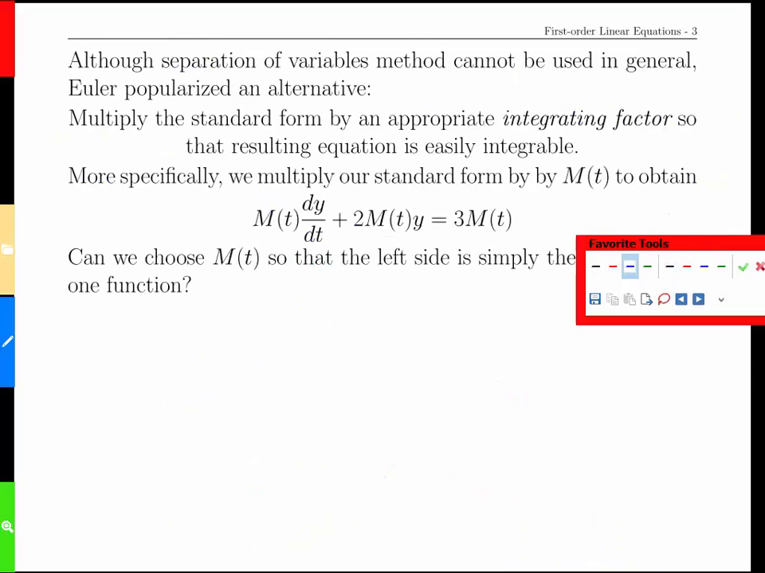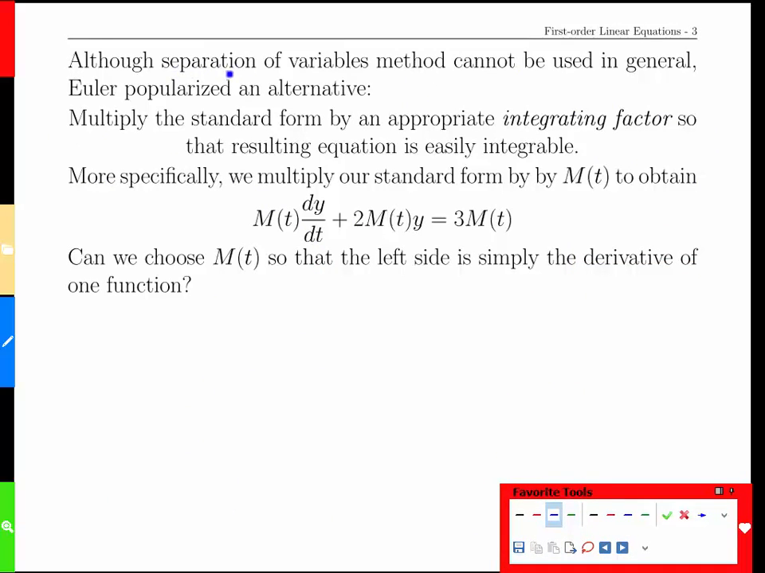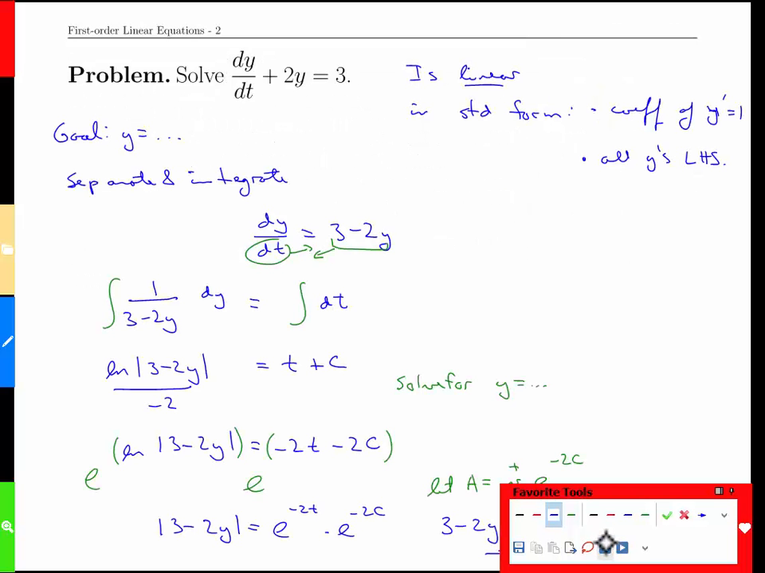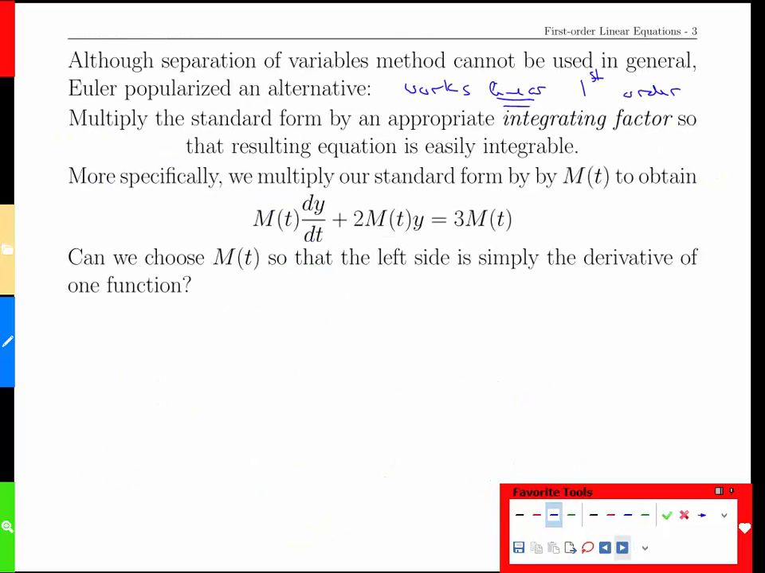Now here's the catch. It turns out that we can't separate everything. In fact, we've seen some examples where separation isn't possible. However, there is an alternative that works with linear first order. Not all separable are linear, but if it is linear, we can do the separation. What we're going to do is take our initial equation. Let's go back a step and see what that looked like again. We're going to take it in standard form, and we're going to multiply through by some magic term. We're going to give it a classier name than that. We're going to call it an integrating factor.